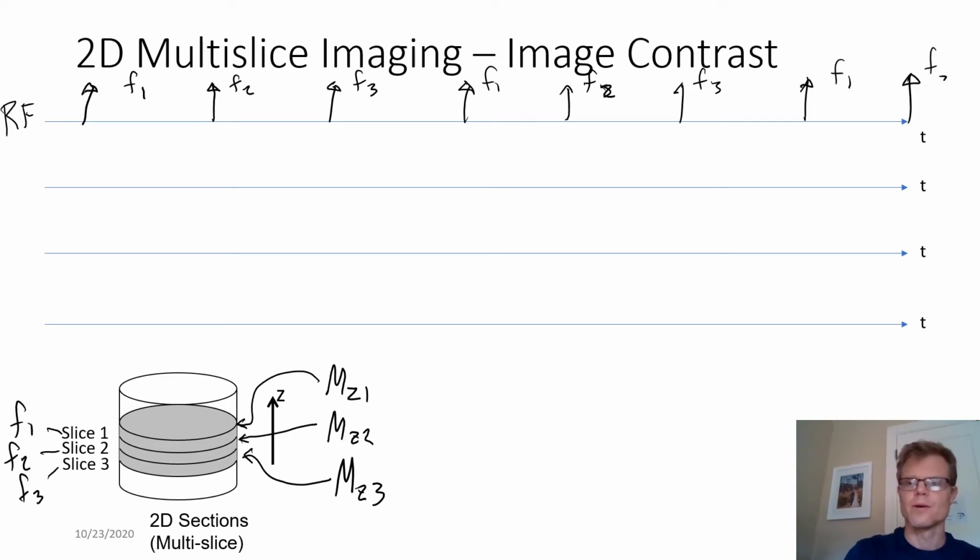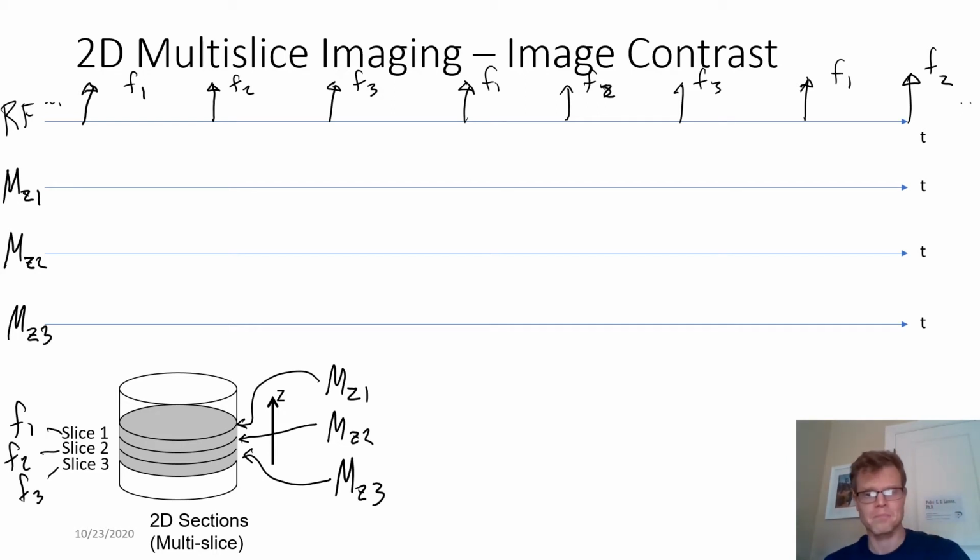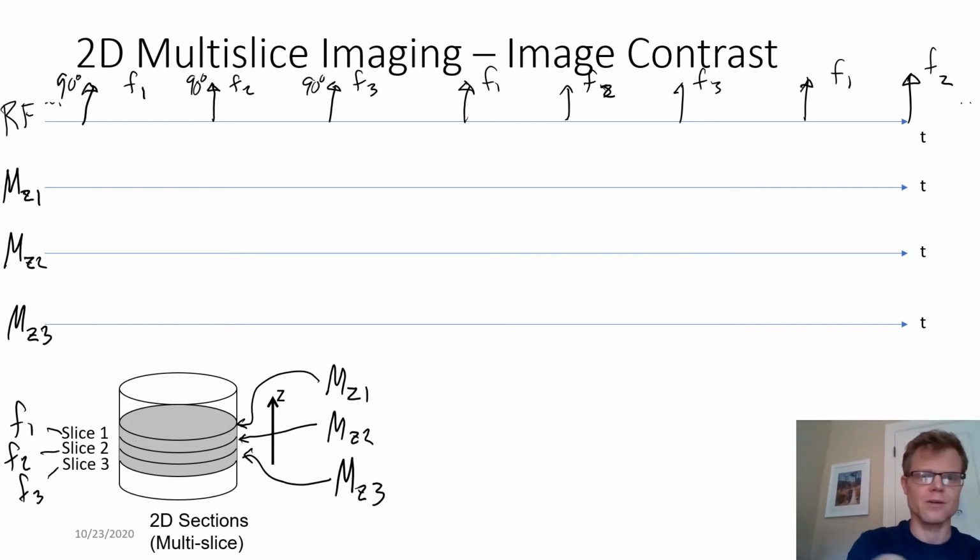So we can then work on that. We'll start off assuming we're in the steady state here, but let's plot our Z magnetization for slice 1, Z magnetization for slice 2, and Z magnetization for slice 3. Okay, and we're going to use our saturation pulse sequence, meaning that all these pulses here are 90-degree pulses.